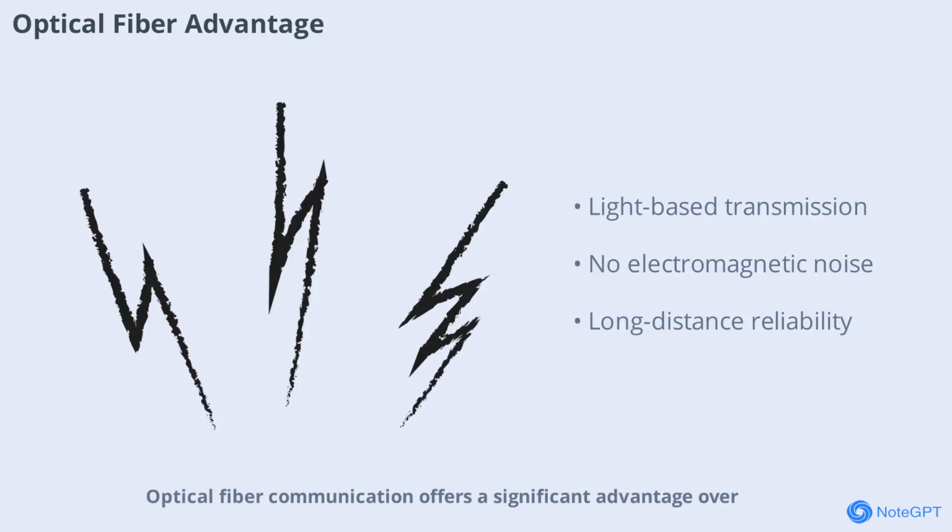Optical fiber communication offers a significant advantage over traditional copper cables when it comes to noise immunity. Since optical fibers transmit data using light rather than electrical signals, they are immune to electromagnetic interference. This makes them ideal for high-speed, long-distance communication where noise can be a major issue.